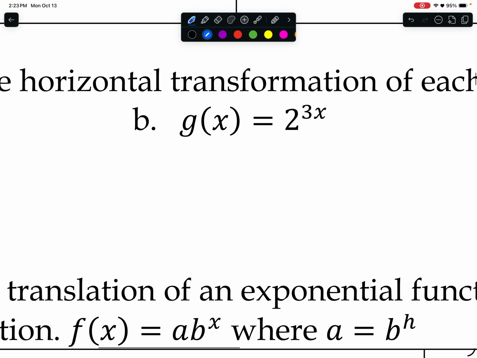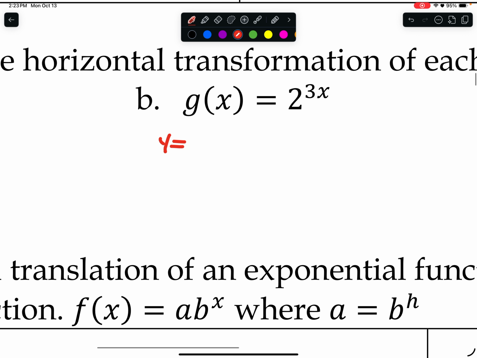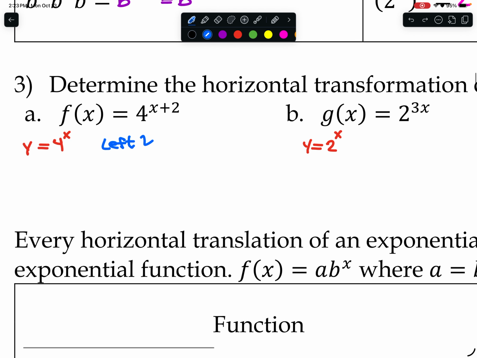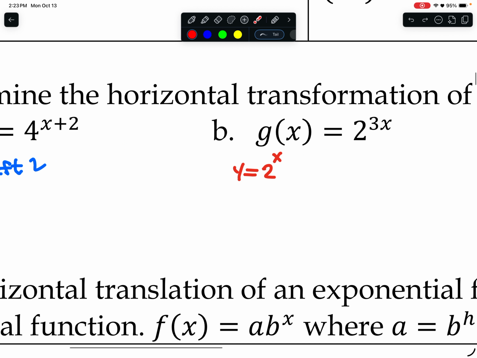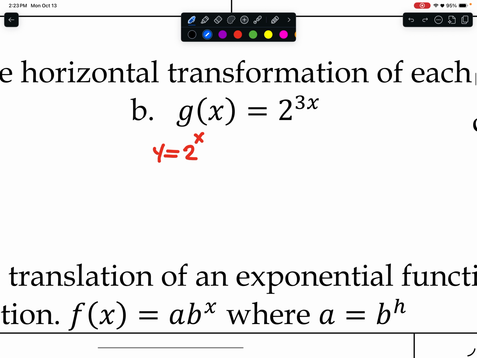Now if I look at part B, my original function here is just going to be y equals 2 raised to the x. So then my transformation is going to be this 3 right here. Now when I say my original function, we're looking at whatever the base is raised to that variable. So just like over here on part A, whatever the base is raised to that variable, that's going to be your parent.